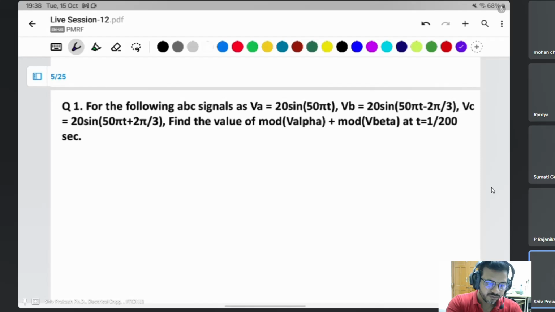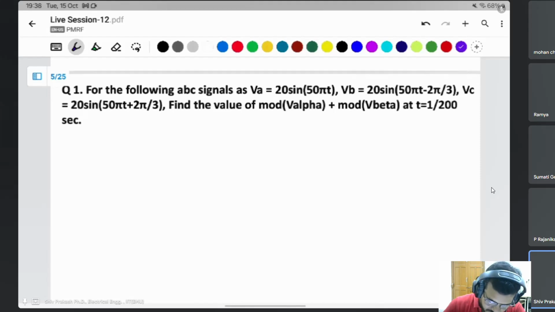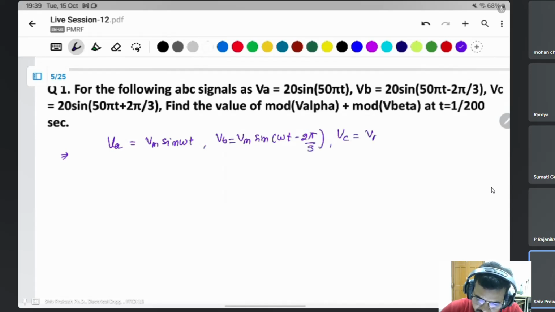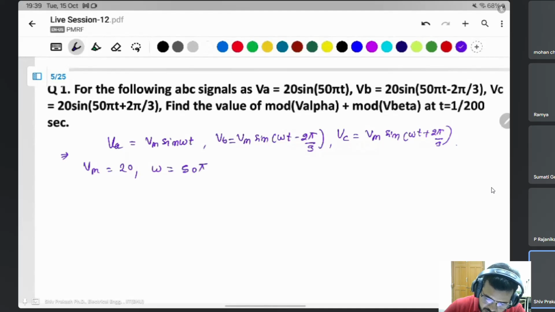Same VA is Vm sin omega t, VB with a delay of 120 degrees, and then VC. Here Vm is 20 and omega is 50 pi, as given.